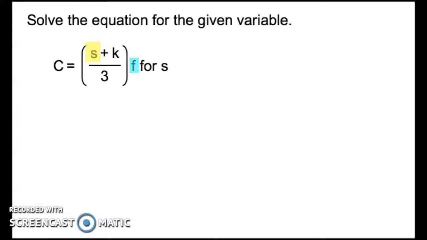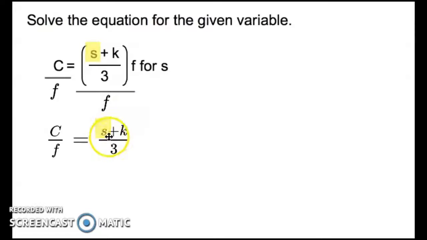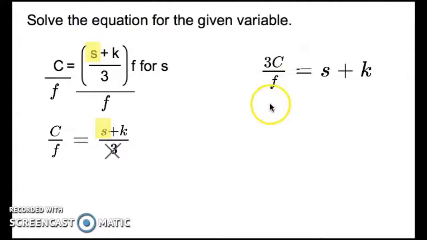So this f we see is multiplying everything here. So to undo that, we divide. So we divide both sides by f, and we'll have c over f equals s plus k over 3. Now we notice s is up top of a fraction. To get rid of that fraction, we cross the 3 out and bring it to the other side and multiply it to the fraction. Just write the 3 up top with the c. So we have 3c over f equaling s plus k.